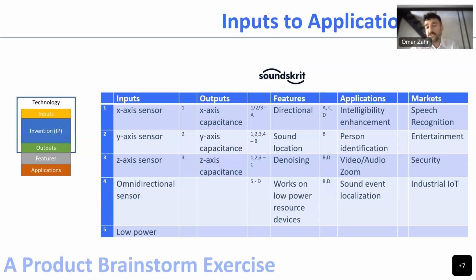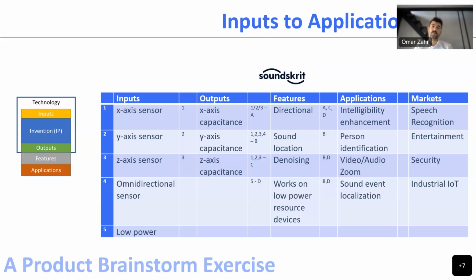They meet in features. Features are essentially how we can package what your invention does to do something towards the application that we've listed. So the features of the SoundsGrid technology were that it was directional, that we could identify sound location if we collected all three of the axes, that we could do things like denoising, and this was a side feature, but it could also work on very low power resource devices, which meant that we could enter things like mobile.